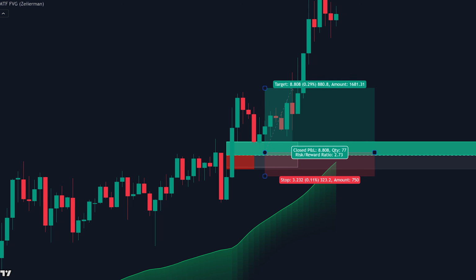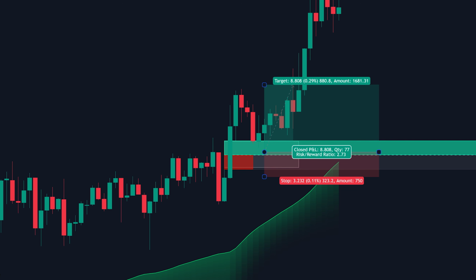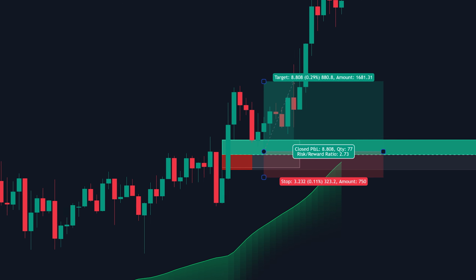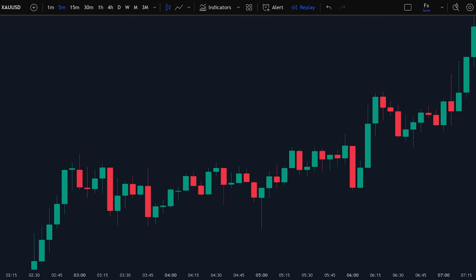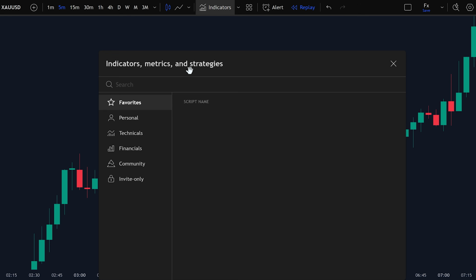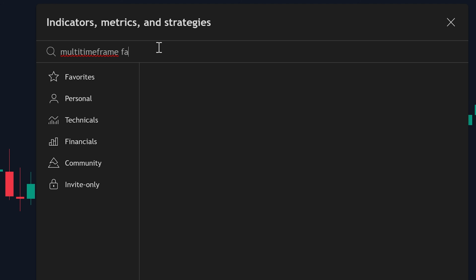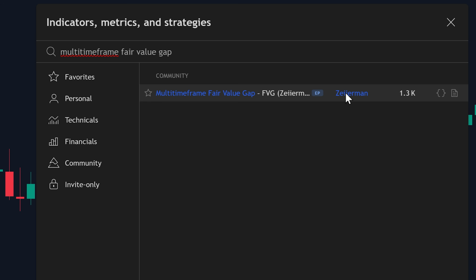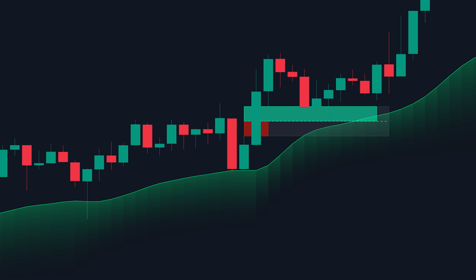In this video, I'll show you exactly how this indicator works and how you can use it to improve your trading. To get started, open TradingView and click on the Indicators tab at the top of your screen. Next, in the search bar, type Multi-Timeframe Fair Value Gap. Look for the one created by Zaire Man. Once you find it, just click on it, and it will be added to your chart automatically. Now, you can close the search box.